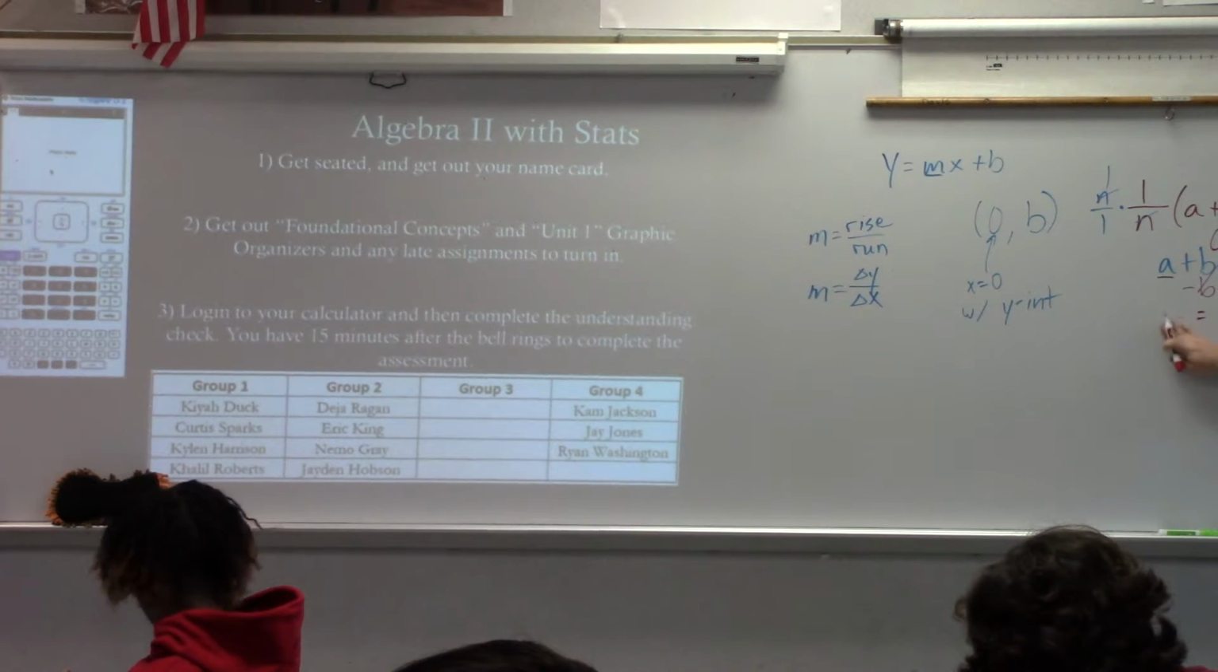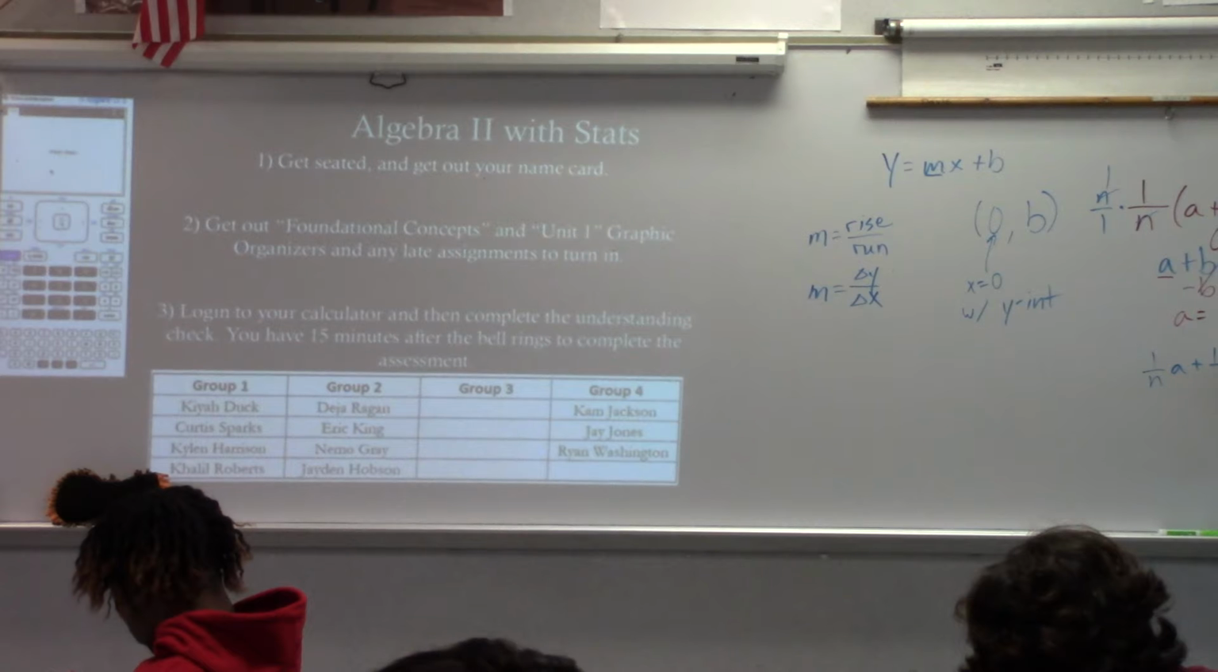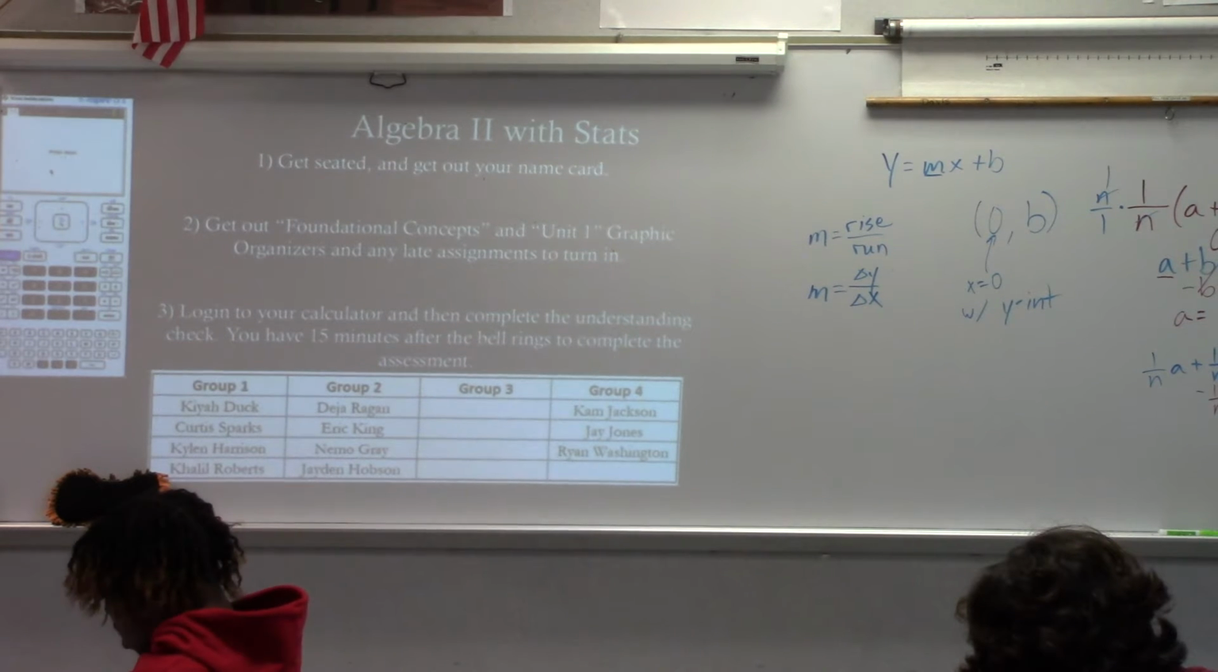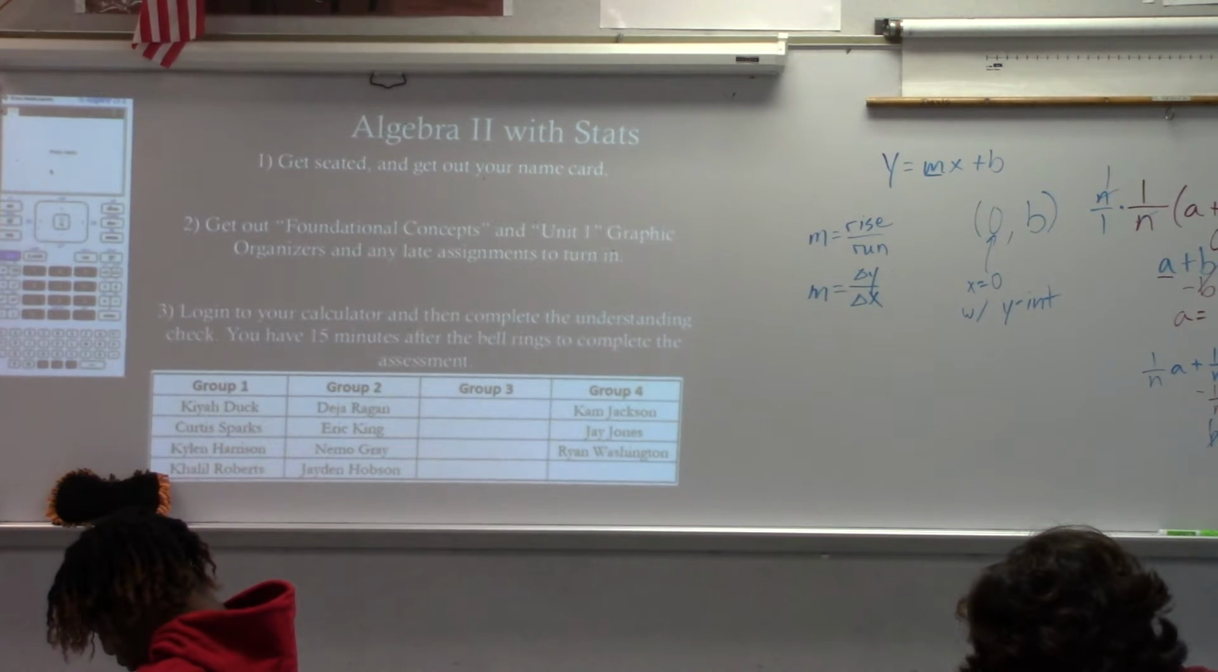Now, could you have distributed? 100%. If you distribute, you get 1 divided by n a plus 1 divided by n bx, or you could even just put that in the numerator. But then you would have to subtract 1 divided by n bx to create a 0 there. And again, what are you going to have to do at this point? Reciprocal still, right? And I would have to multiply the whole right hand side by n.